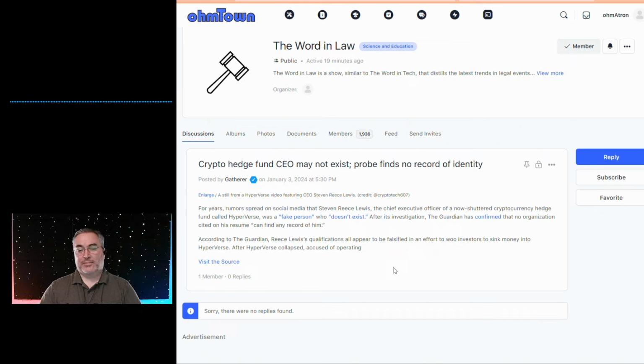Stephen Reese Lewis, the chief executive officer of a now shuttered cryptocurrency hedge fund called Hyperverse, was a fake person who doesn't exist. After its investigation, The Guardian, which is the source for Ars Technica, and Ars Technica is the source for our little snippet here, and we link to it just like ohmTown Daily. Anyway, The Guardian has confirmed that no organization cited on his resume can find any record of him.